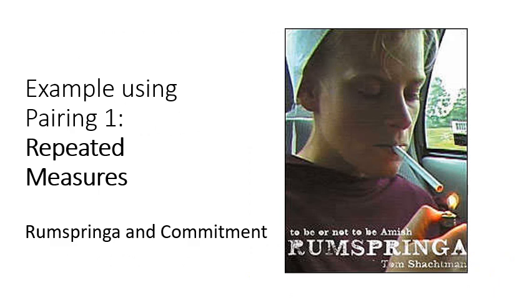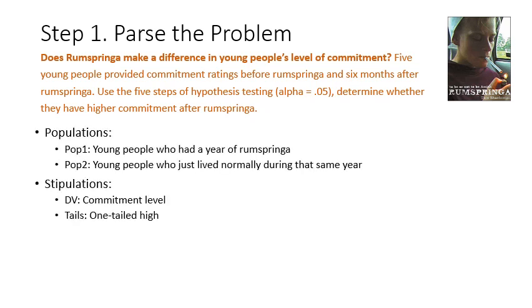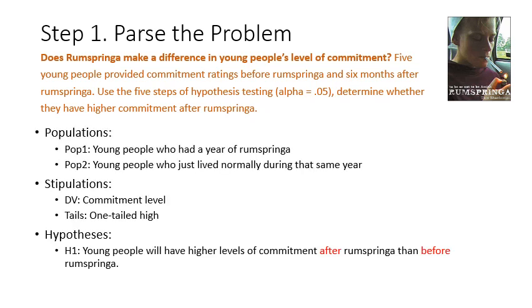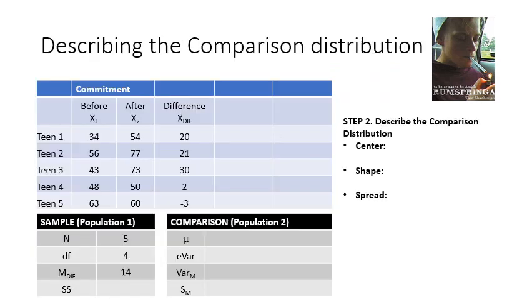So let's take a look and finish up this Rumspringa problem that we've been working with. Does Rumspringa make a difference in young people's level of commitment? And we parsed the problem earlier, so I'm just going to go all the way through to the end. There's the research hypothesis: young people will have higher levels of commitment after Rumspringa than before Rumspringa. And the null hypothesis: that they won't have higher levels of commitment.